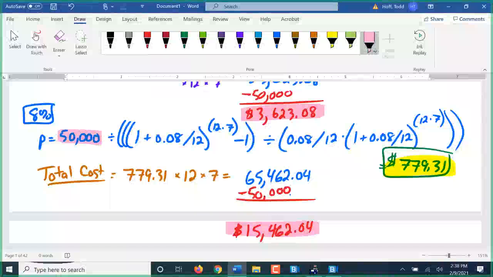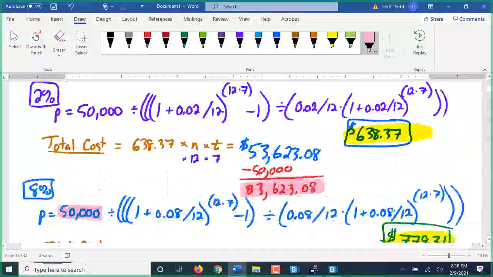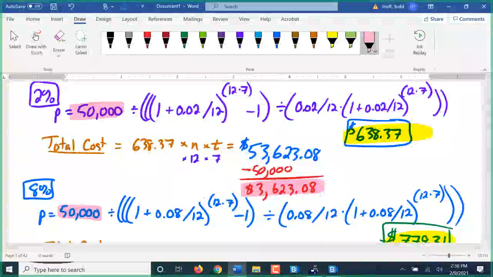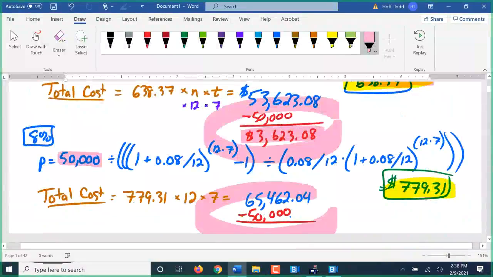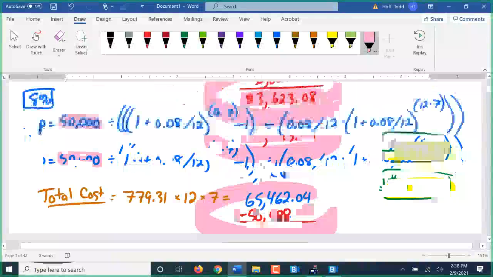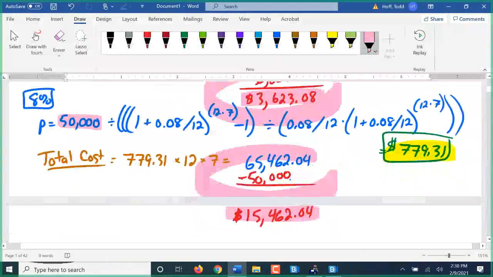If you buy a $25,000 car, $25,000 is half of $50,000. It cuts these numbers. All these numbers get cut in half. But it's still a significant difference in interest paid between a 2% and 8% loan. So those are the things I want you to keep in mind.